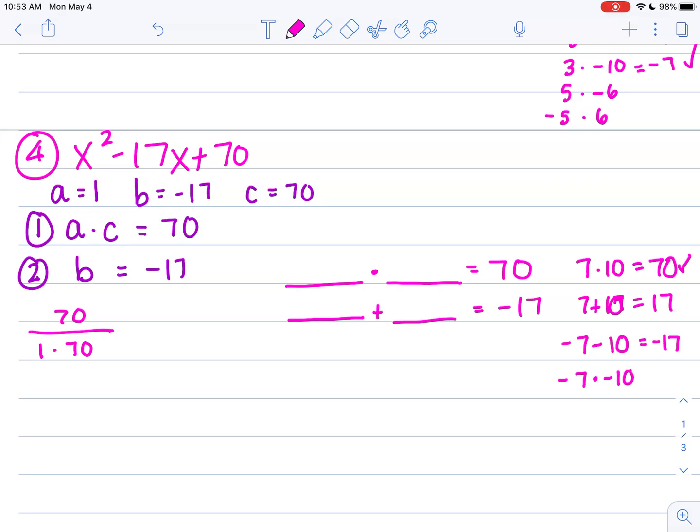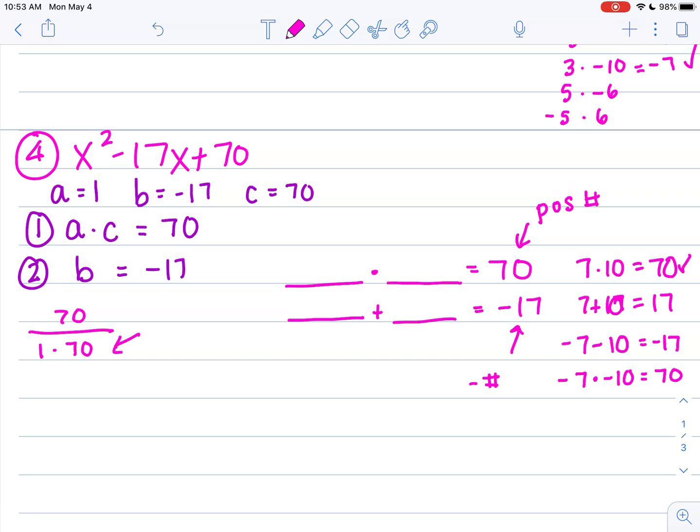What about -7 times -10? Because remember, the numbers have to be the same. Well, a negative times a negative is a positive, right? So this is what I'm trying to say. If this number is a positive number and this number is a negative number, you're going to have to make both of your terms negative.